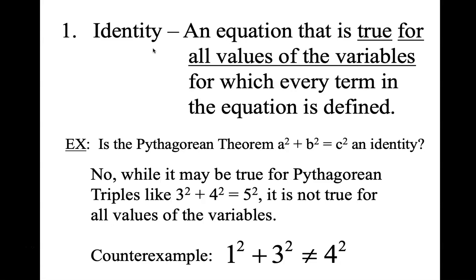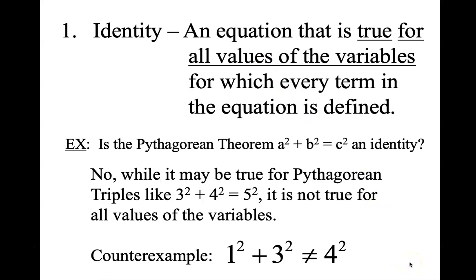The Pythagorean theorem is true on certain occasions, specifically like a 3, 4, 5 right triangle, the operative word being right triangle. A squared plus B squared equals C squared only works for a right angle or a right triangle. Therefore, it is not true for all values and is not an identity.